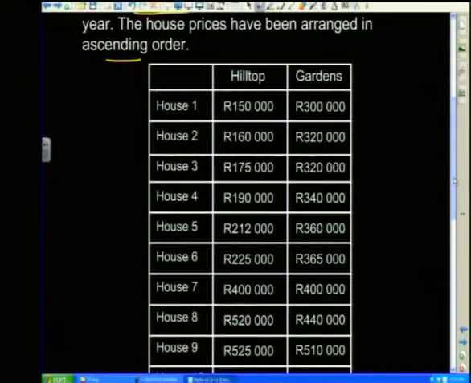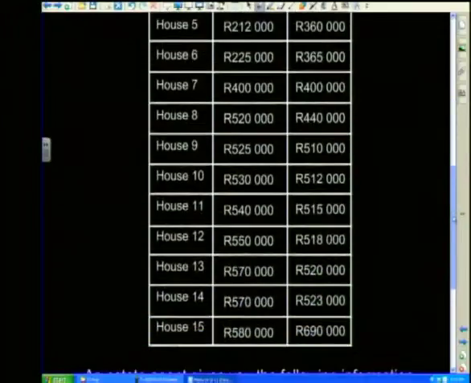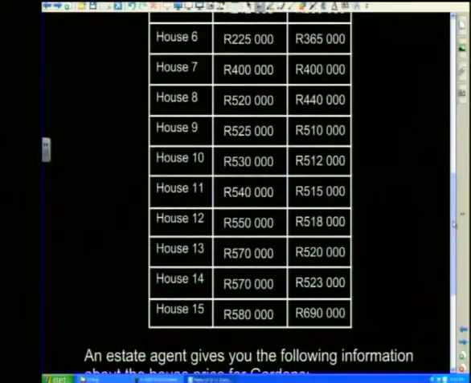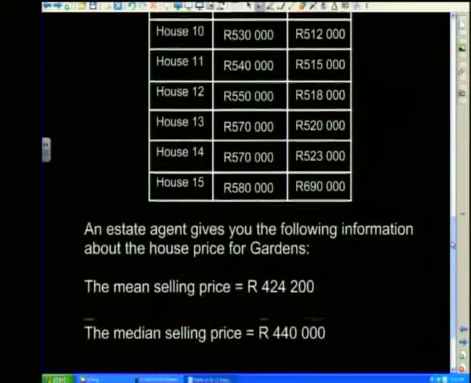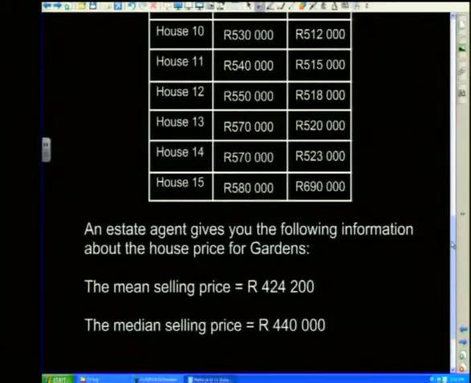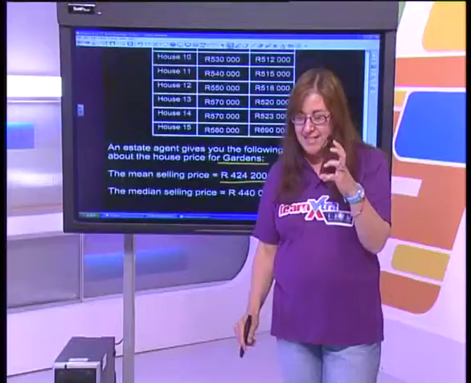We've got Hilltop and Gardens. We can see we've got a total of 15 houses sold in each area, and they give us the price of each house. An estate agent gives the following information about the house prices for Gardens. The mean selling price is 424,200 Rand.